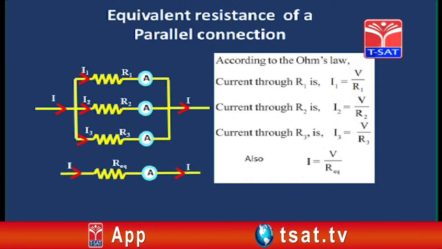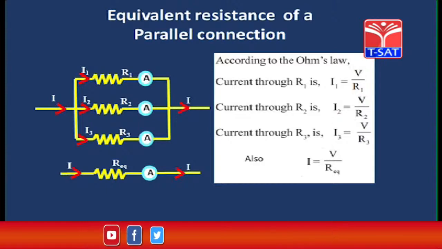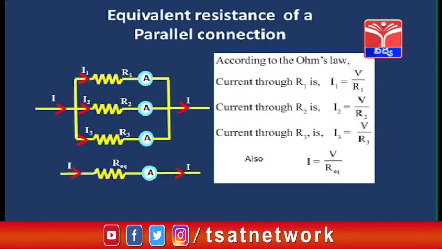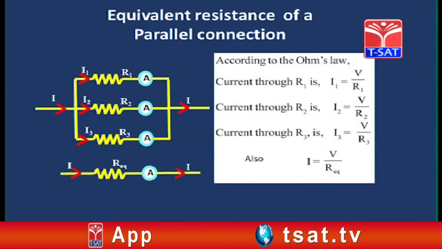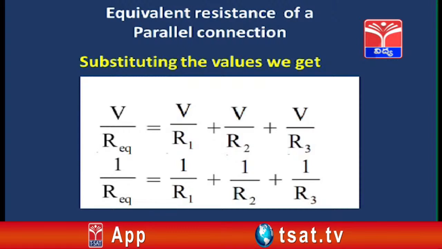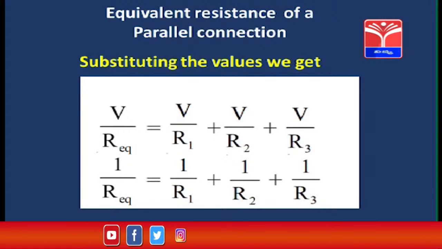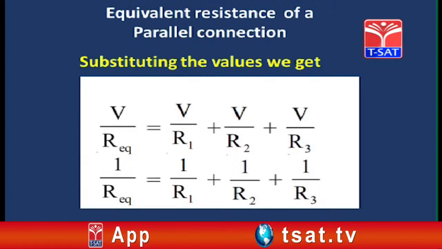So, assuming that the resistance of the combination is Req, we can say V is equal to I Req, or I is equal to V by Req. Substituting the values, we get V by Req is equal to V by R1 plus V by R2 plus V by R3. So, V being equal and common on both sides, we get 1 by Req is equal to 1 by R1 plus 1 by R2 plus 1 by R3.